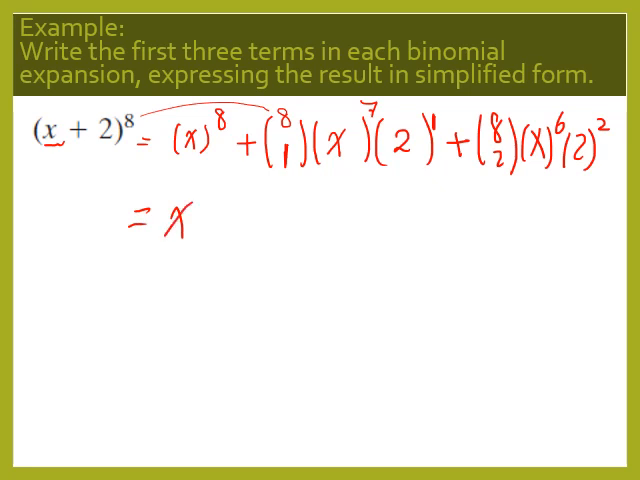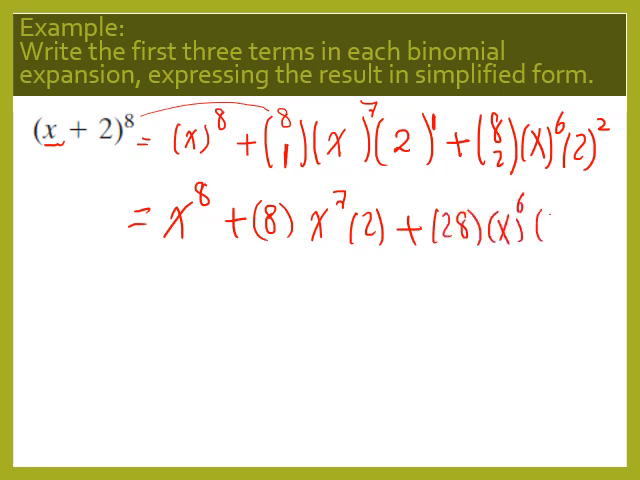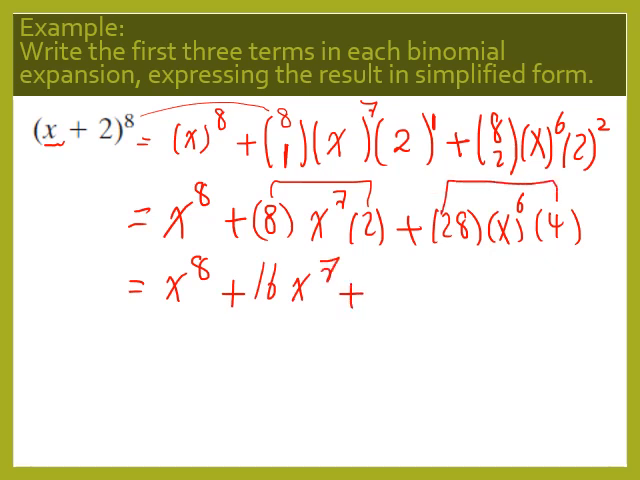So it's x to the power of 8 plus 8 c 1 is equal to 8, x power 7 multiplied by 2 plus 8 c 2. By using my calculator, 8 c 2 is equal to 28, and x to the power of 6 and 2 to the power of 2 is 4. So it's x to the power 8 plus 2 multiplied by 8 is 16 x to the power of 7 plus 28 multiplied by 4 is equal to 112 x to the power of 6.